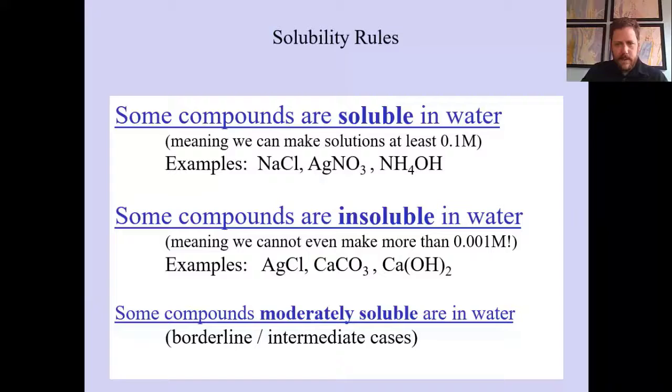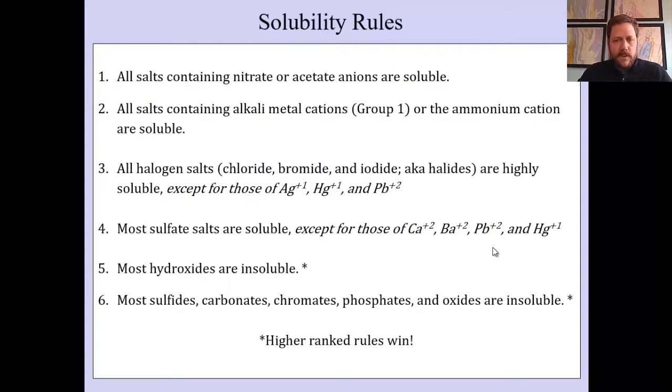Now you'll notice there's an intermediate range between the two molarities that I referenced there, and some compounds would be classified as just moderately soluble in water. Those borderline or intermediate cases we're going to ignore in this course, and we're just going to either classify compounds as being soluble or being insoluble. So let's take a look at the rules, the solubility rules, that we're going to use to determine whether a compound is classified as soluble or insoluble.